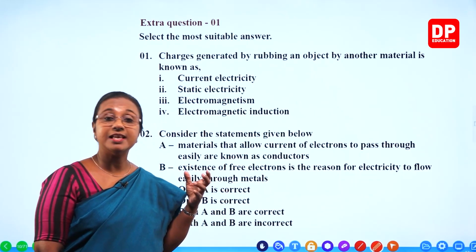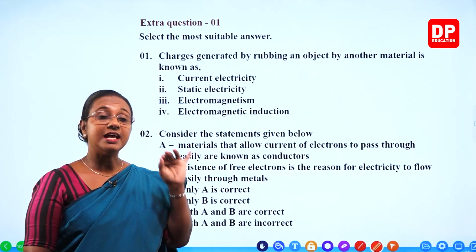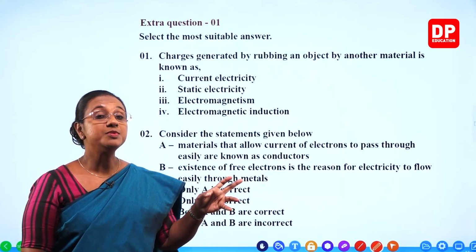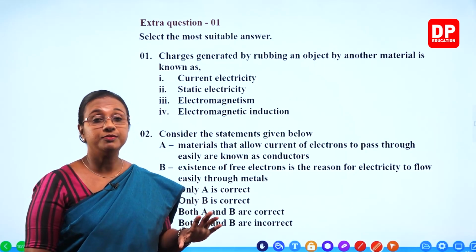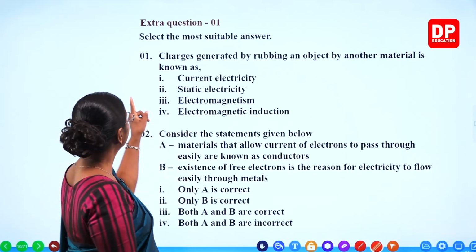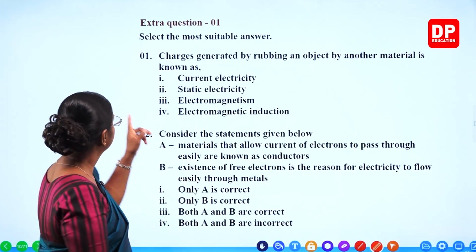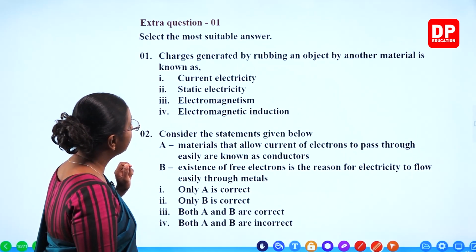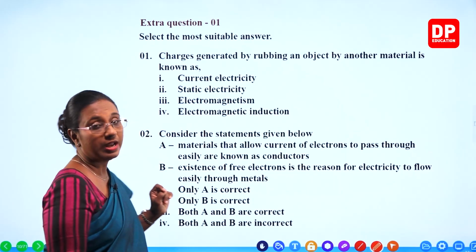So why do they say select the most suitable answer? Sometimes you get only one answer that is correct. Sometimes you get more than one answer that is correct, but out of those, one will be the most suitable answer. That is why it says select the most suitable answer. So then, the first question, charges generated by rubbing an object by another material is known as.